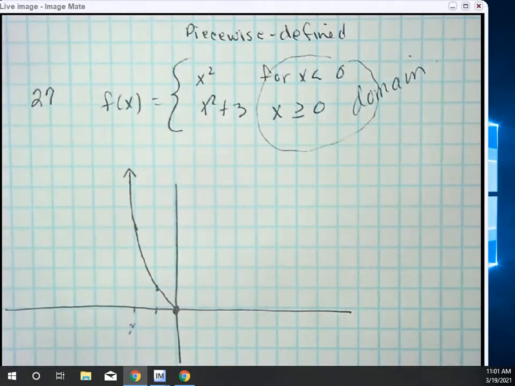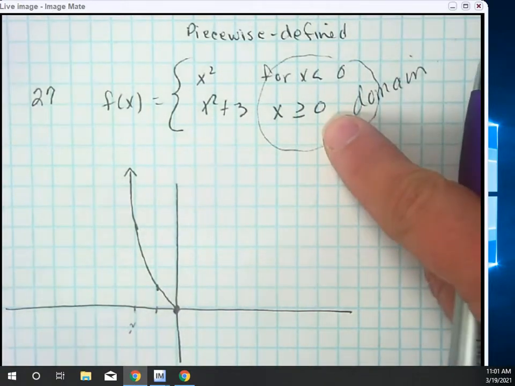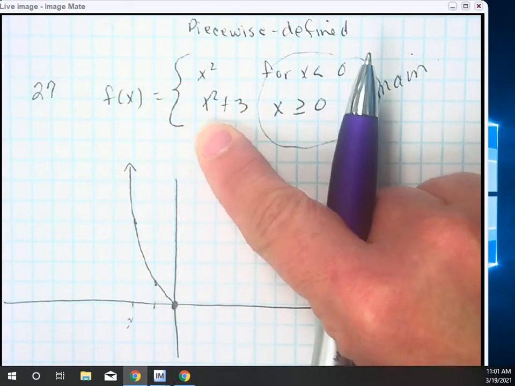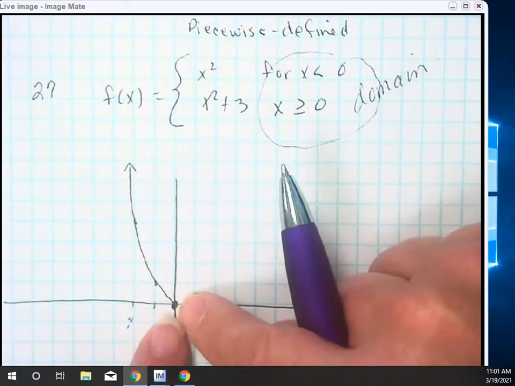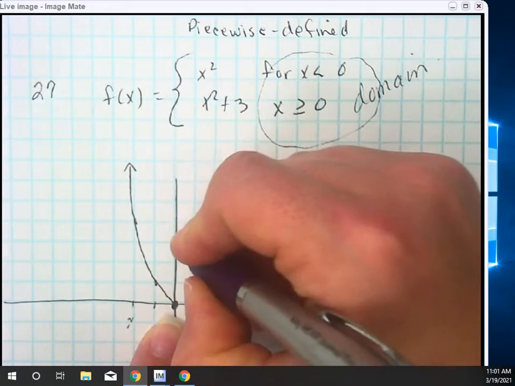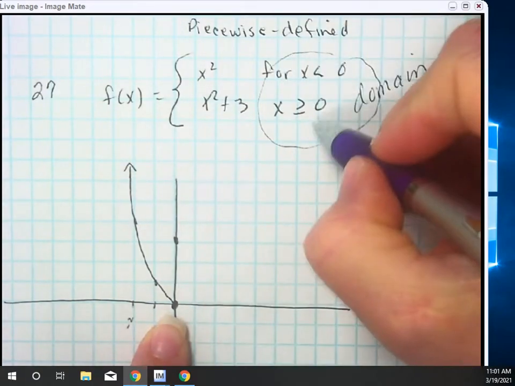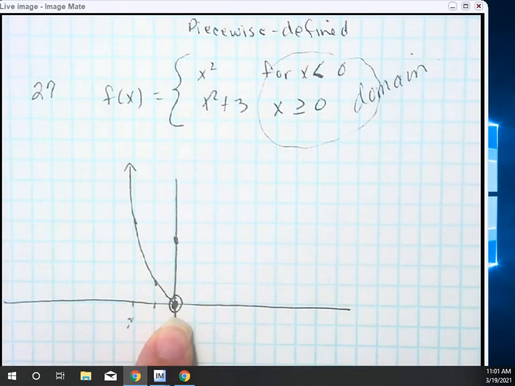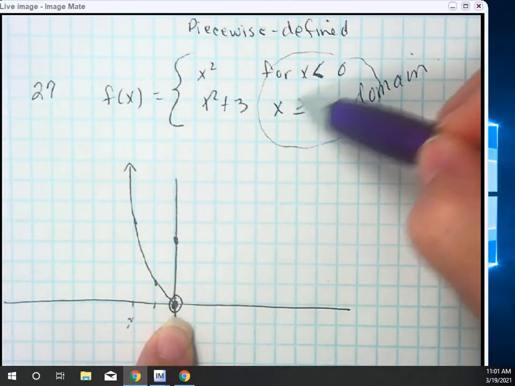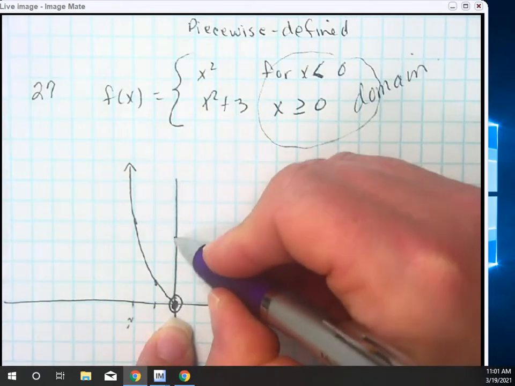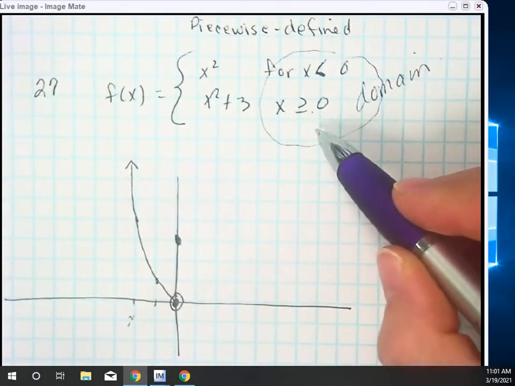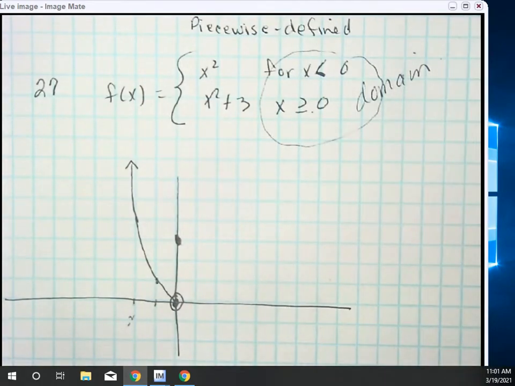All right. Now let's jump to the other one. If x is 0, 0 squared is 0 plus 3. 0, 1, 2, 3. And this, by the way, should have been an open circle. Nobody caught that, so no bonus points. x is greater than or equal to 0, so that is a solid line because it's equal to. And x greater than or equal to 0 is the right side of the graph.